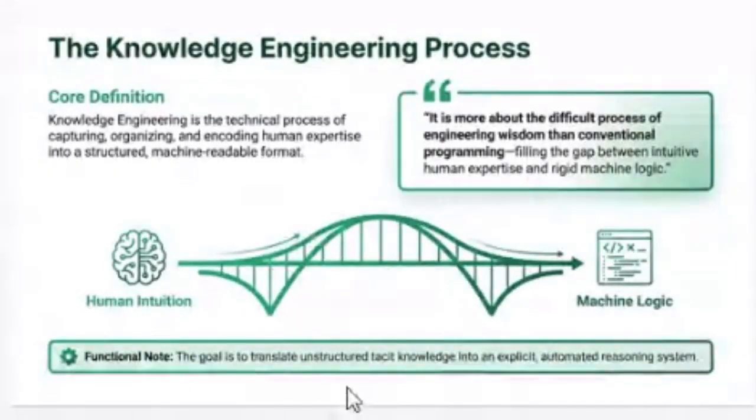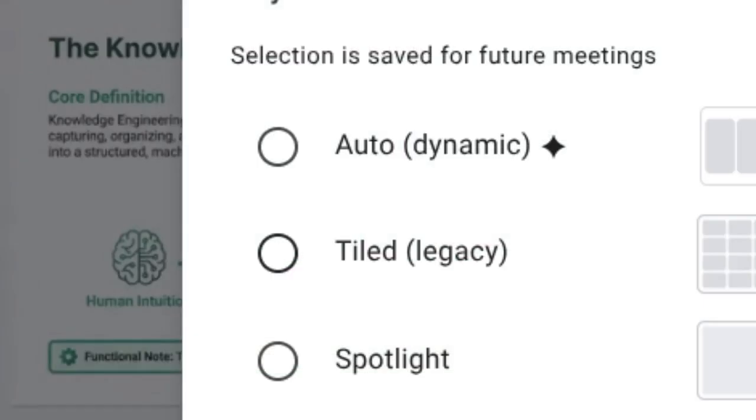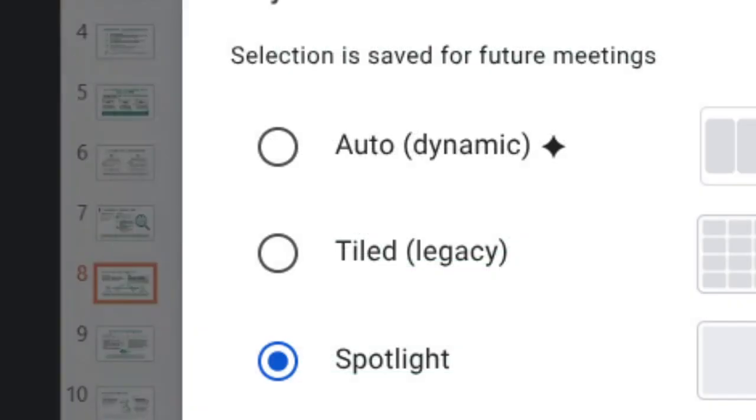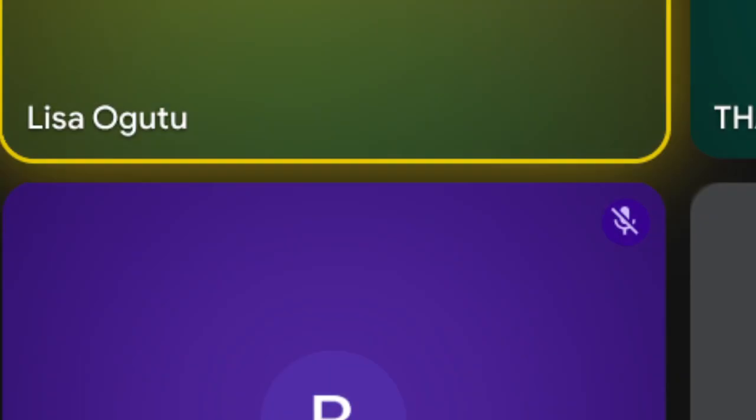Okay. So I'm going to be taking you through the knowledge engineering process. Knowledge engineering is the technical process of computing, organizing, and encoding human expertise into a structured, machine-readable format. The goal of this is to translate unstructured tacit knowledge into an explicit automated reasoning system.